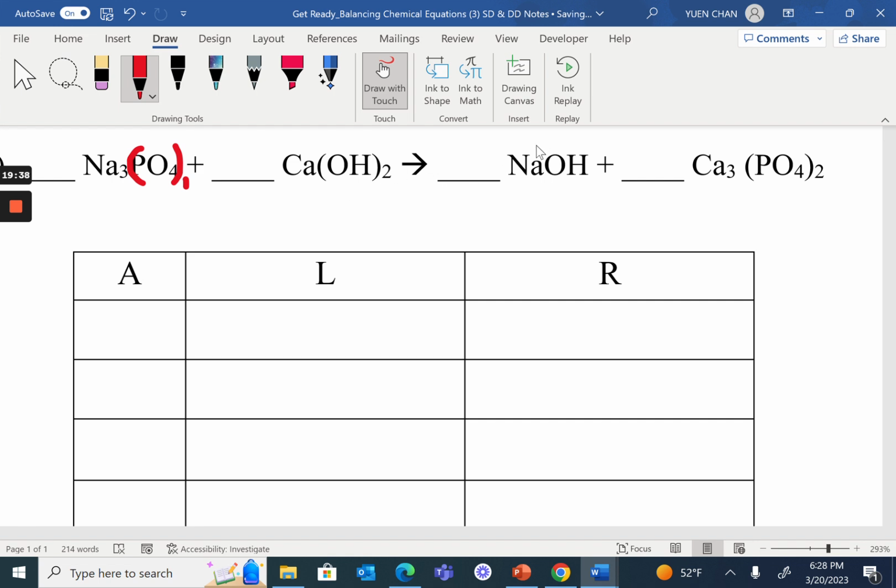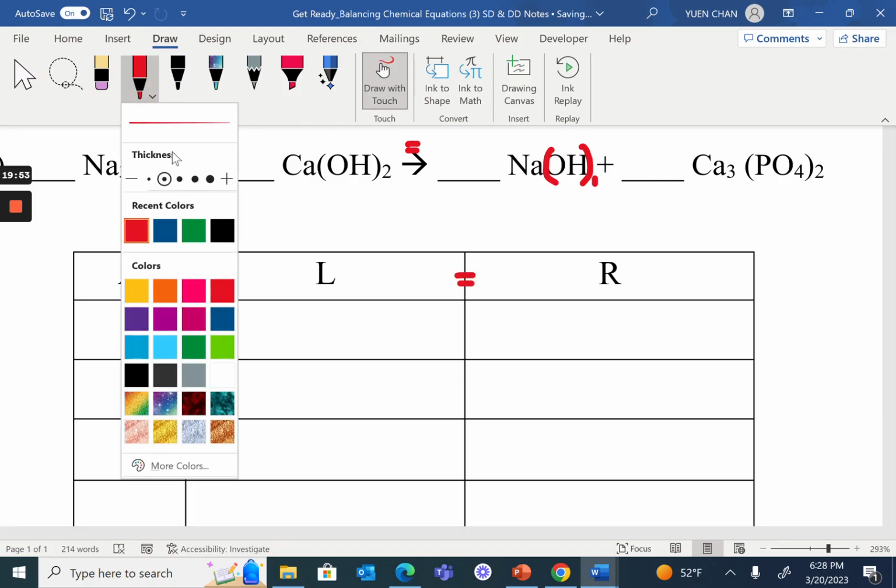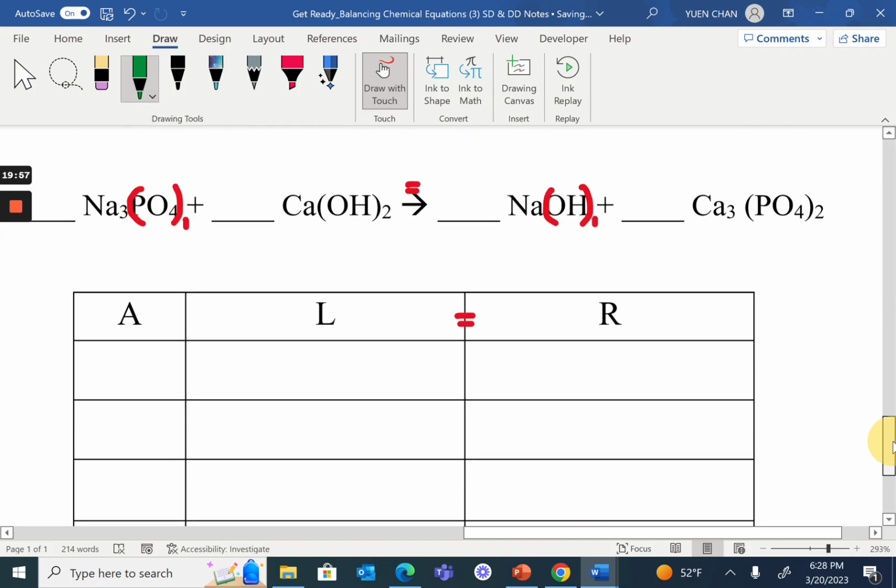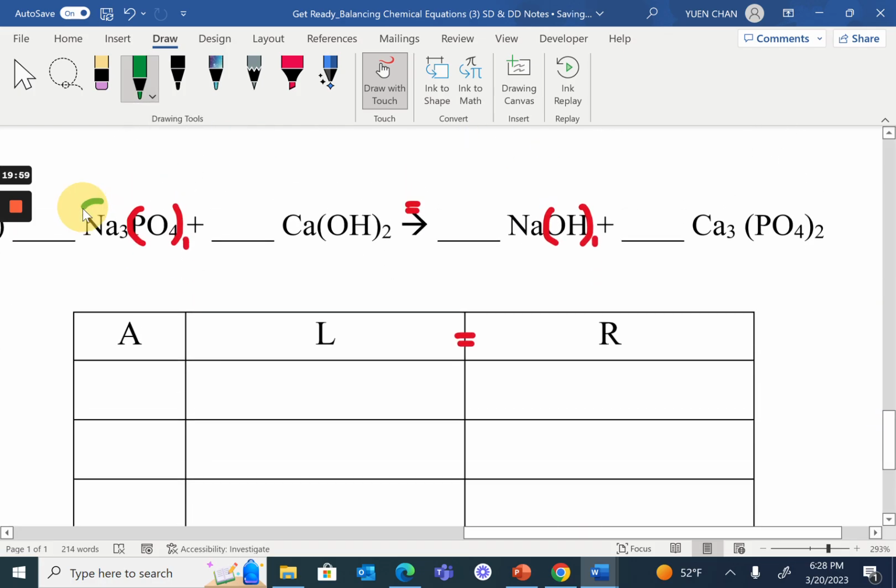For Ca(OH)2, I get 2 OH. OH here is a poly, so I put the 1 outside. And then I got 2 PO4. And I put the equal sign on the top here and also right here. And then I can also put the bracket for the compound. So basically they're all compound, so I'm going to put the bracket outside.